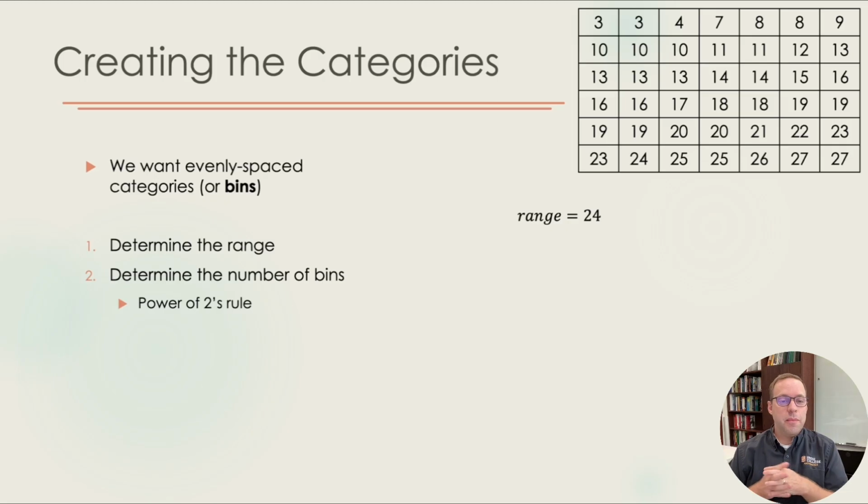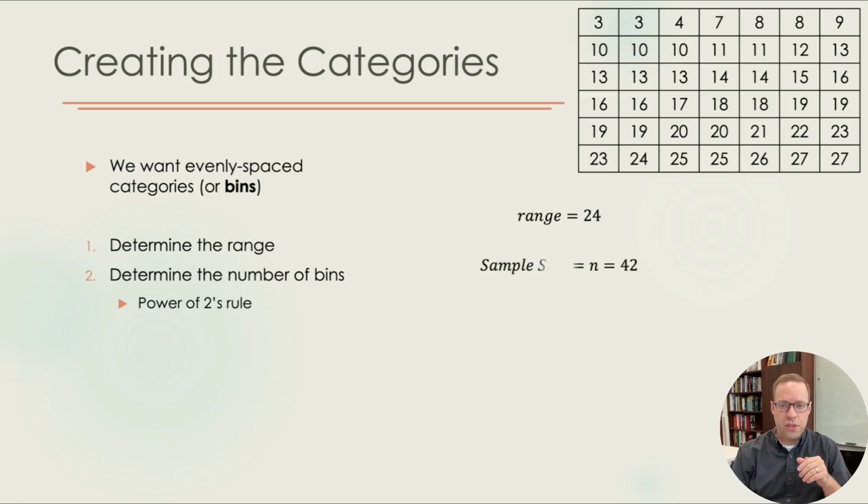Now, we need to determine the number of bins. We're going to follow what's called a power of twos rule. Now, let me just clarify here. There's no really hard answer to determining the number of bins. You can have 4 bins, you can have 20 bins. It really doesn't matter. It's just that sometimes 4 bins is more effective than showing 20 bins. Sometimes 20 is more effective than 4. So this is kind of a good rule to follow to give you a general idea of about how many bins you should be dealing with.